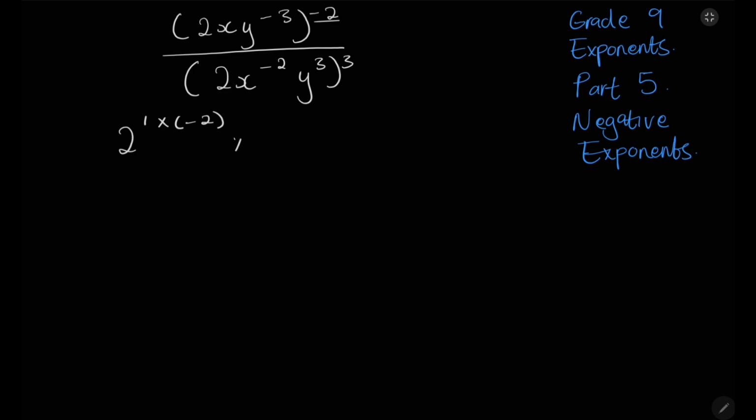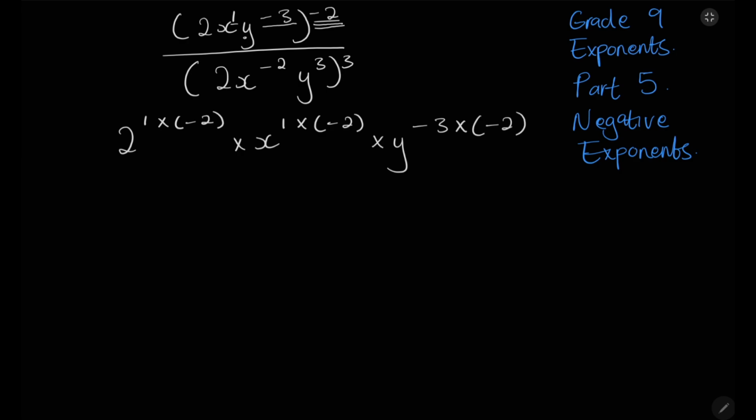Let's move to x. This is x to the power 1. You know this because you watched the grade 8 videos. This is 1 times 2 times -2. We're left with the y to the power negative 3 times negative 2.